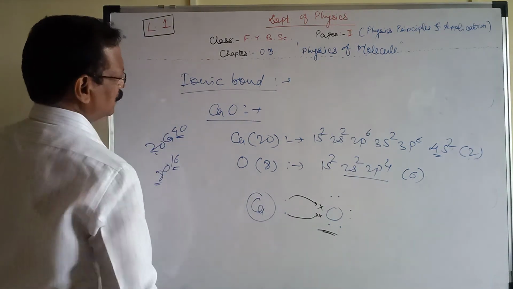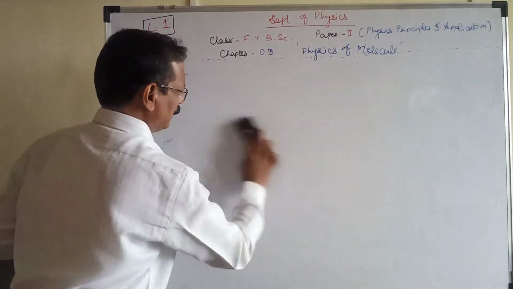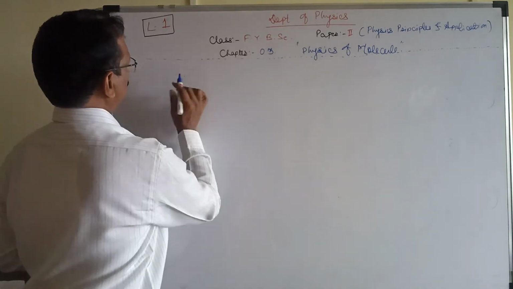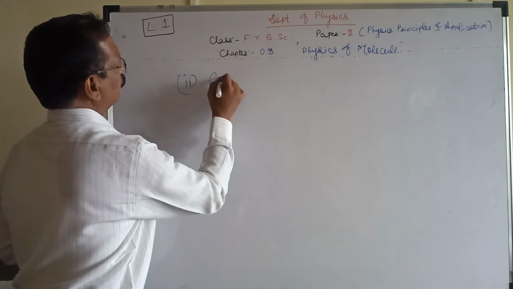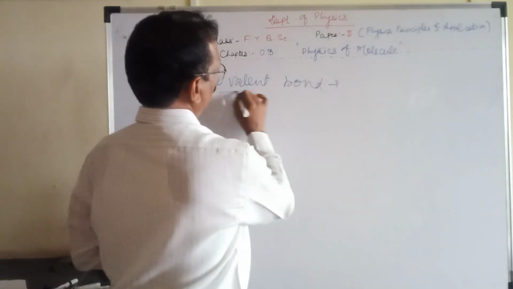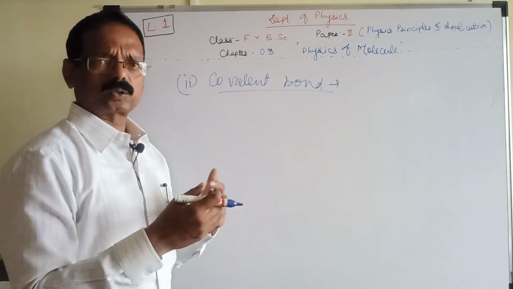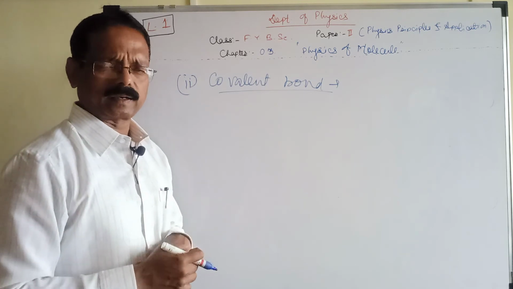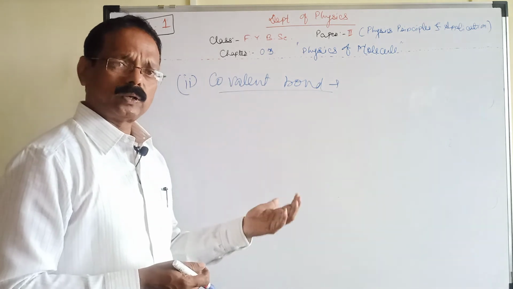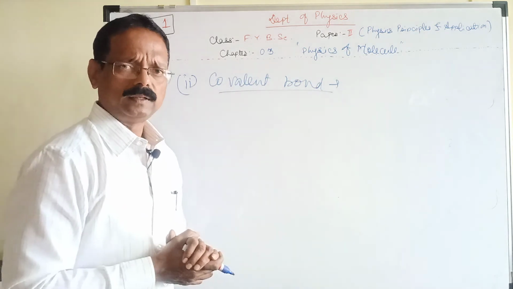Now next to that, we have to see what is the covalent bond. So we have to see the definition of the covalent bond. Now, as we know, what is the ionic bond? Ionic bond is formed by the electrostatic attraction between positive and negative elements. Or we can say it is the electrostatic attraction between electropositive and electronegative elements. Generally, electropositives are metals and electronegatives are non-metals.